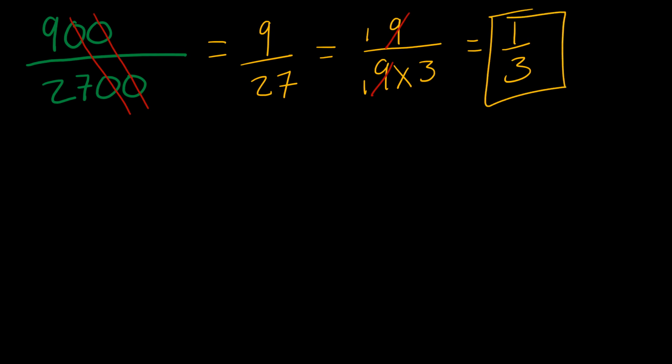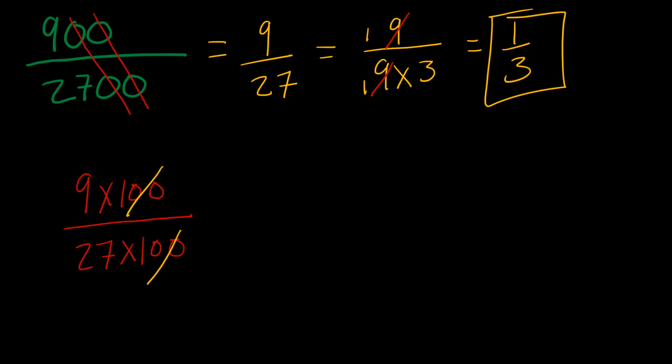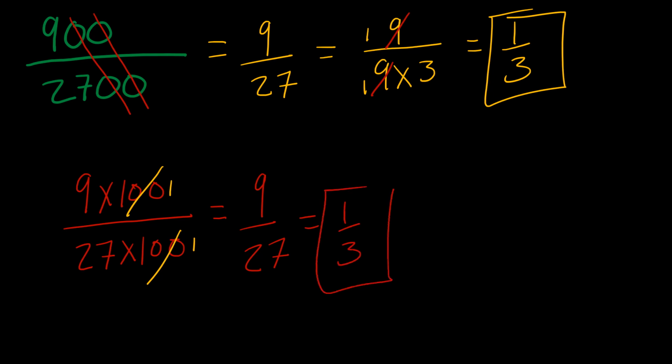Again, the reason we can cancel out our zeros is because 900 can be written as 9 times 100, and 2700 could be written as 27 times 100. When you have 100 being multiplied on top and on bottom, they cancel each other out. They go to 1, and then you're just left with 9 over 27, which we just said reduces to 1/3. So that's the reason why: there's actually 100 being multiplied on top and on bottom.